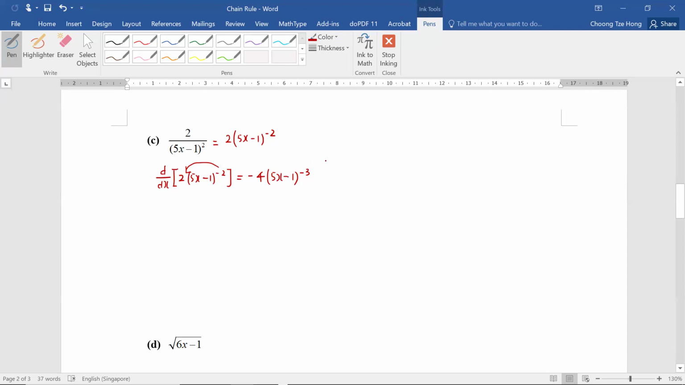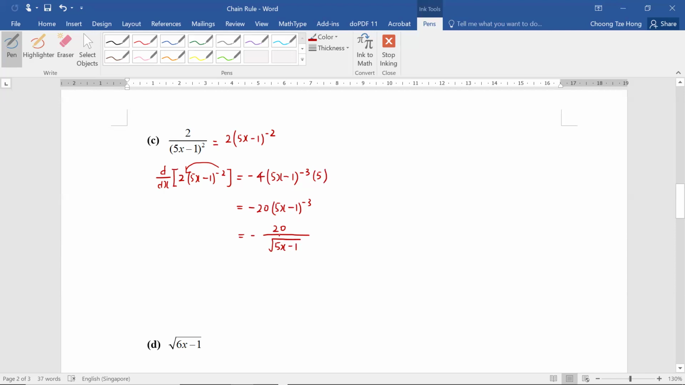Differentiate inside the bracket, you will get a 5. So you multiply over here, so the answer will be negative 20, 5x minus 1 to the power of negative 3. So this is the answer that you will get.